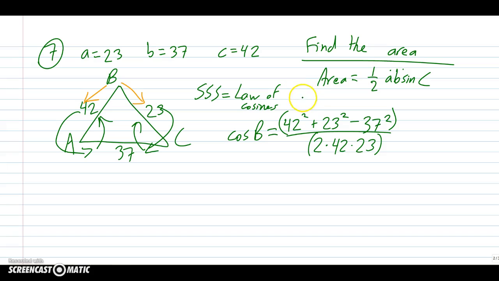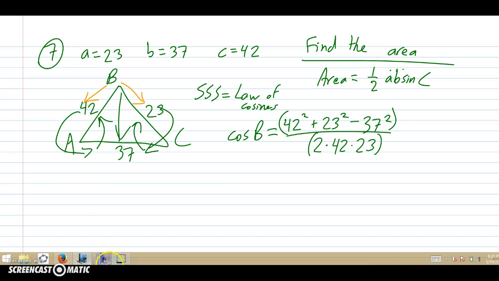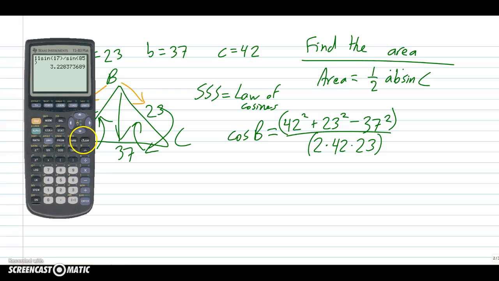The big thing is the setup. Remember, the side across from the angle you're finding is what's subtracted. So since 37 was across from B, that is what we're trying to find, okay? And that's what we have to subtract. So we have to be very, very careful. If you set it up incorrectly, you'll obviously get it wrong.